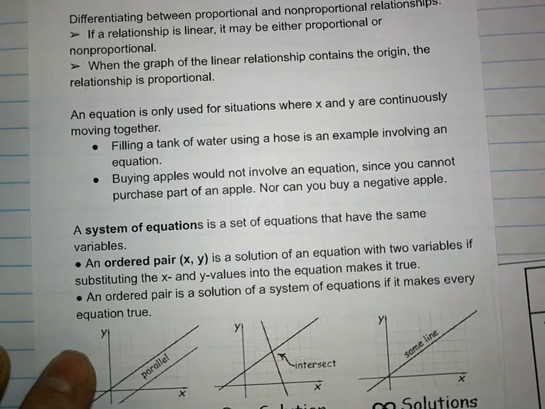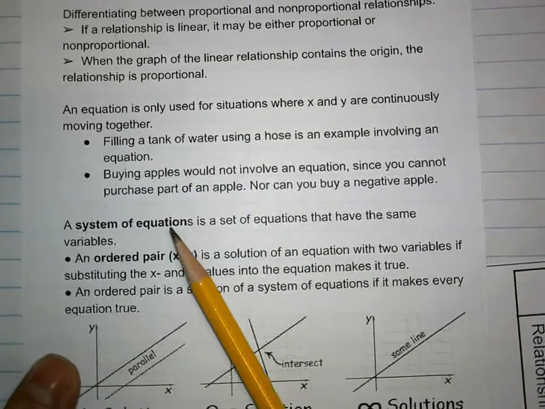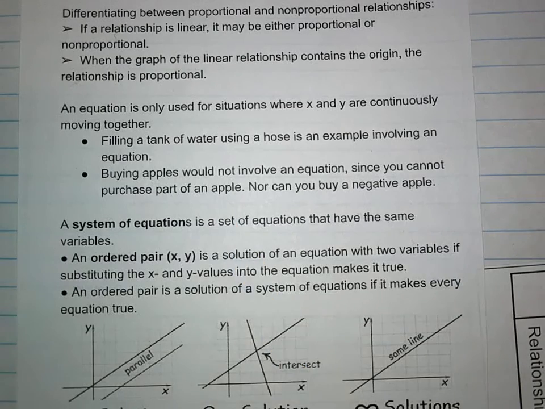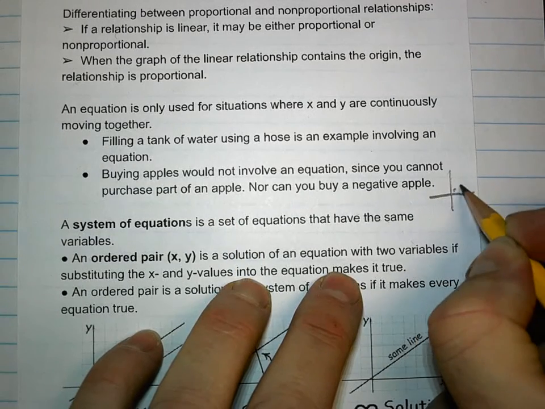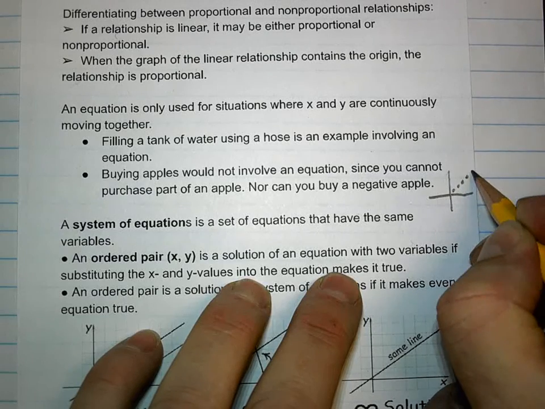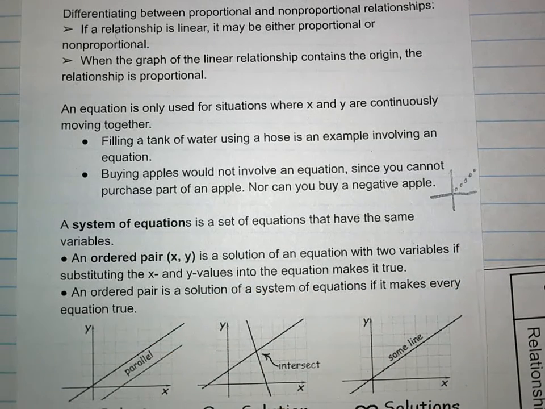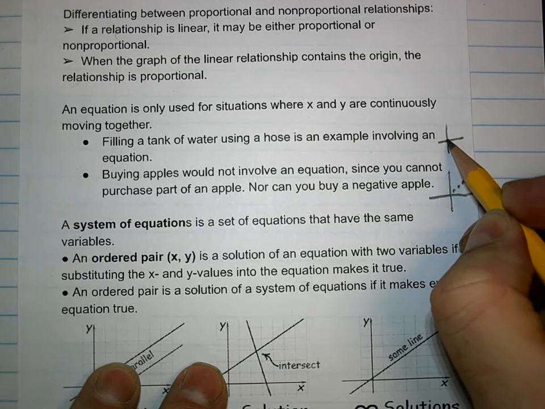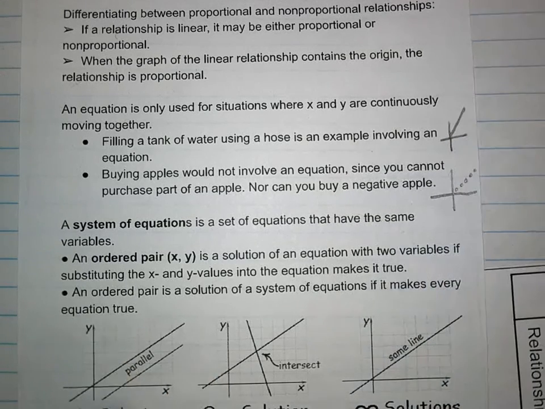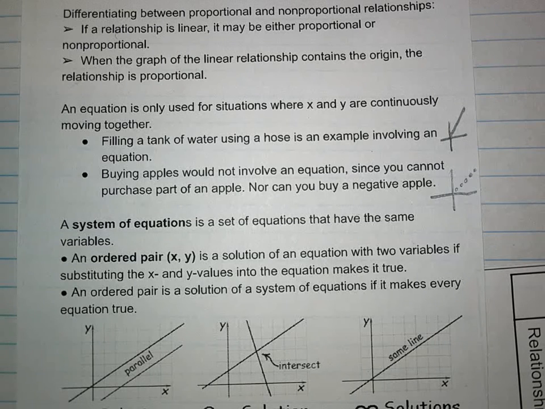So, buying apples, if you go to the store, you buy some apples. As you buy apples, it's going to look like 1 apple, 2 apples, 3 apples, 4 apples, 5 apples. But it's not a line. Whereas if we fill the tank, it's going to start from 0 and just constantly get full. Unless your pool already had water in it, which is possible.